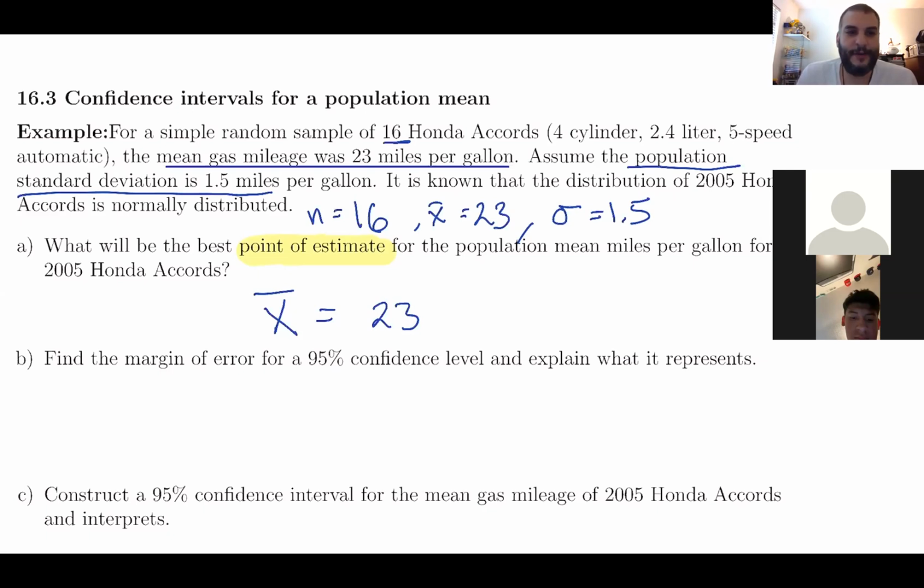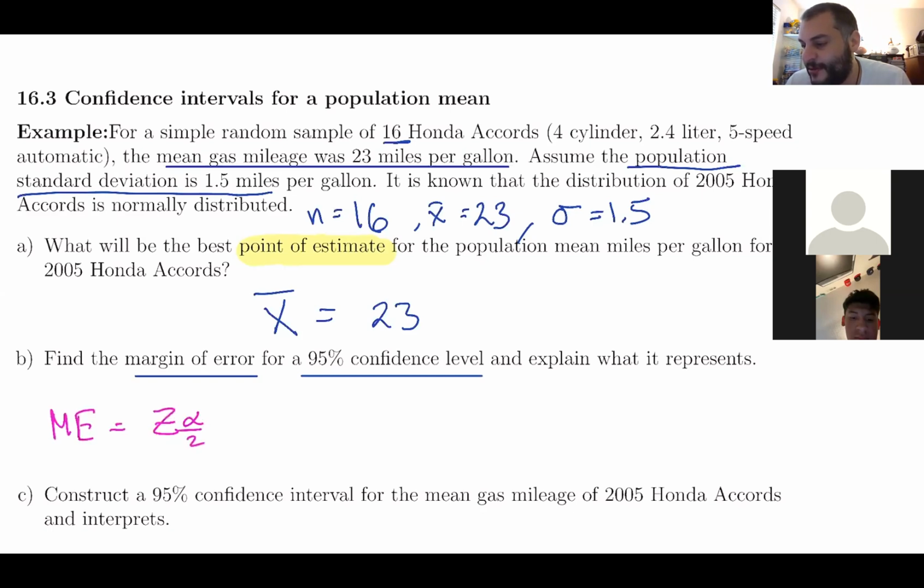All right. So let's do B. If you look at B, it says find the margin of error for a 95% confidence level and explain what it represents. So for this one, we want to find the margin of error. And they tell us we have a 95% confidence level. So that's important. The formula for margin of error, we'll put ME for margin of error, is equal to Z alpha divided by 2 multiplied by sigma divided by square root of n.